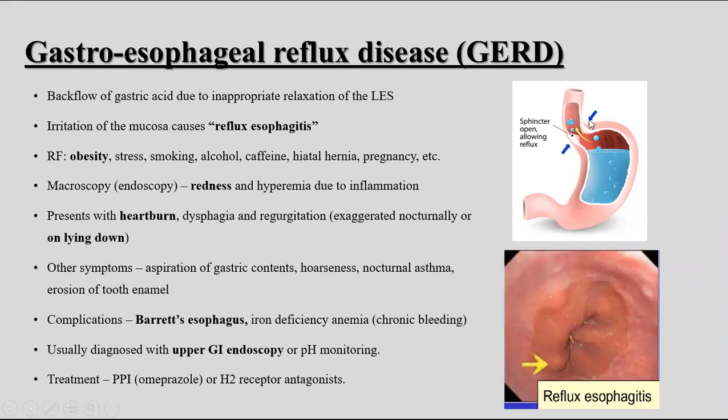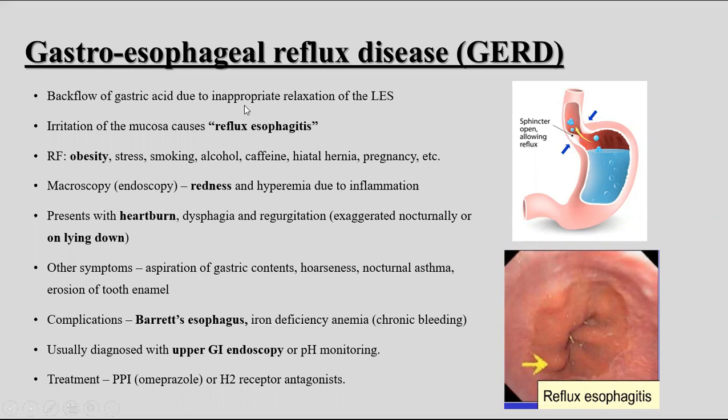But when you have an inappropriate relaxation of this sphincter, such that even in between meals it doesn't close completely, then all this acid that's present in the stomach is able to move up retrograde to the lower portion of the esophagus. Now, the mucosa of the esophagus is not able to withstand this constant acid coming in because it doesn't have anything to neutralize the acidity. So it irritates the mucosa of the esophagus, and it leads to the formation of reflux esophagitis, which is basically inflammation in your esophagus because of this gastric reflux.